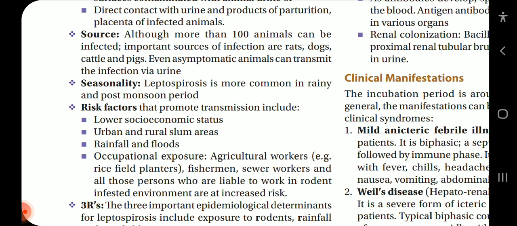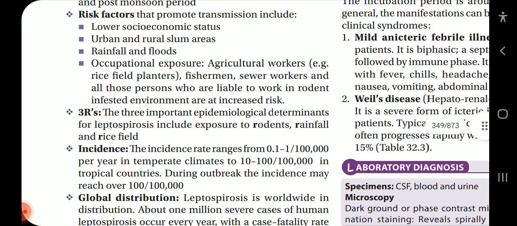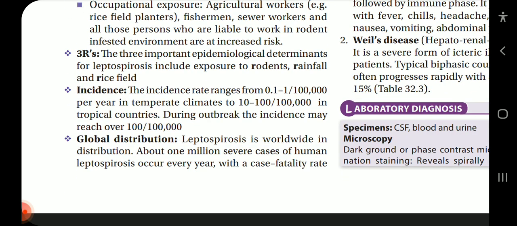Seasonality. Leptospirosis is more common in the rainy and post-monsoon period. Risk factors that promote transmission include lower socioeconomic status, urban and rural slum areas, rainfall and floods, and occupational exposure like agriculture workers, for example rice field planters, fishermen, sewer workers, and all those persons who are liable to work in a rodent-infested environment are at increased risk. The three R's. The three important epidemiological determinants for leptospirosis include exposure to rodents, rainfall, and rice field.